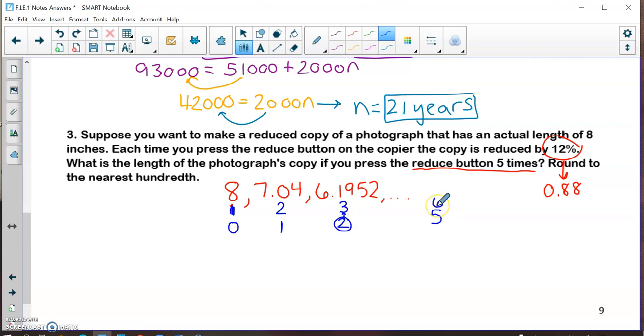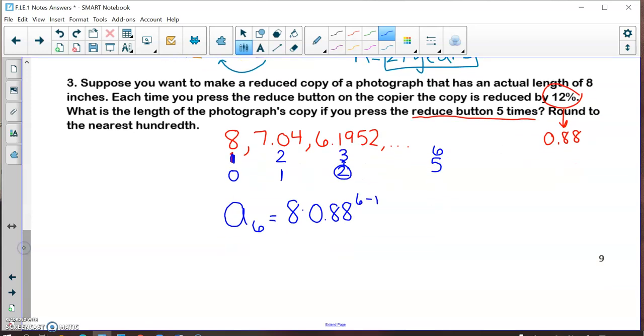We are really looking for the 6th term of the sequence. So what we really want to do is put 6 in for n. And remember, the formula was 8 times 0.88 to the n minus 1 power, so in this case, the 6 minus 1 power. Simplifying from here, this would be 8 times 0.88 to the 5th power.